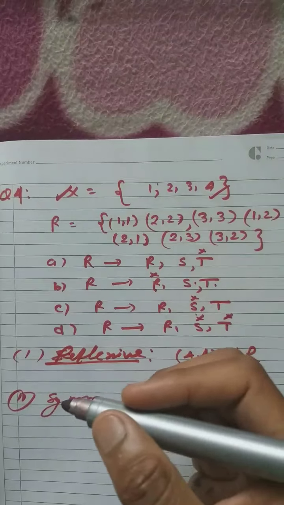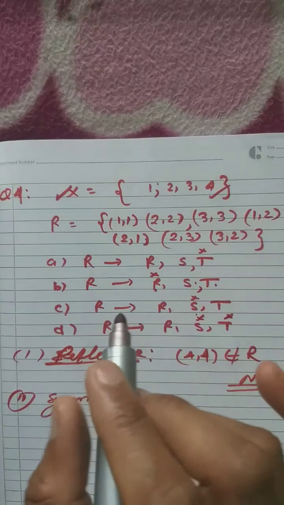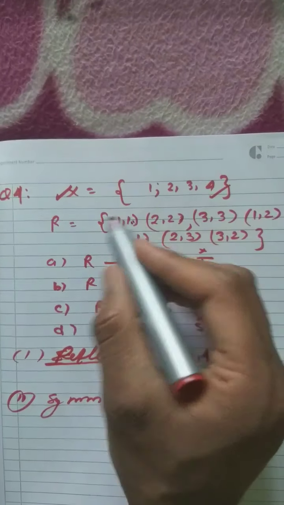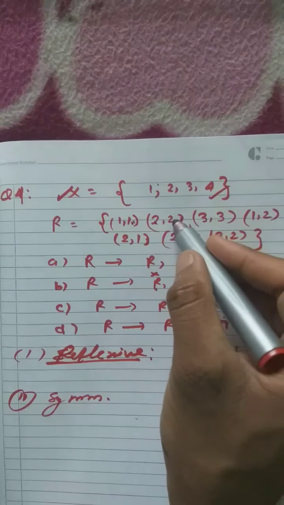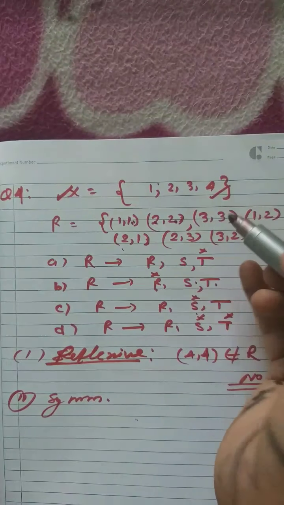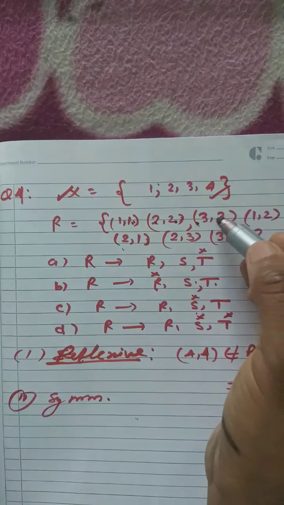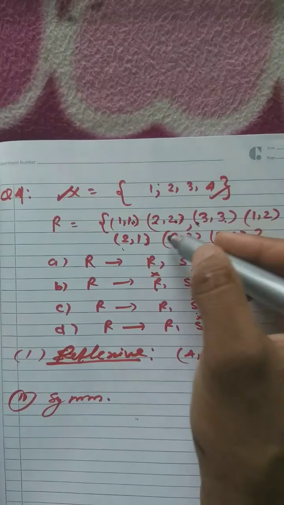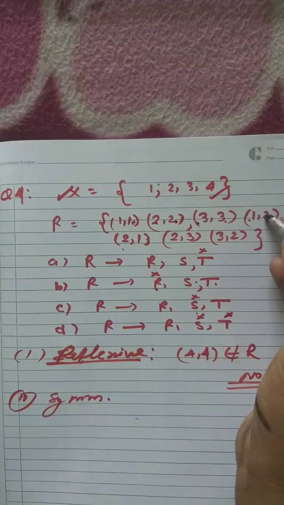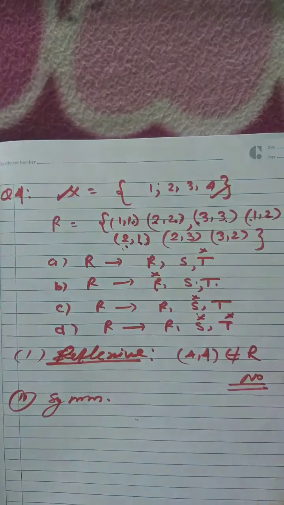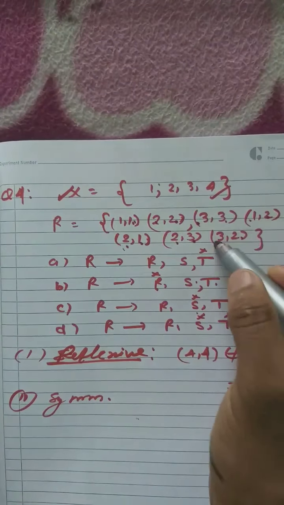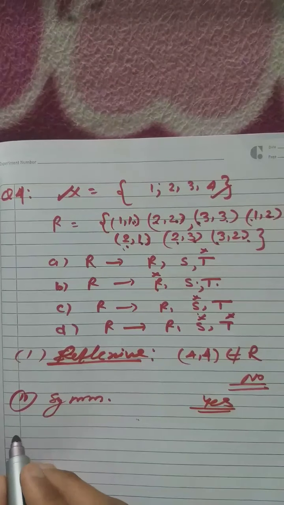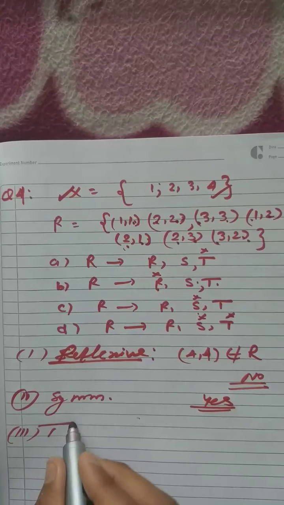The condition for symmetric is: if (a,b) belongs to R, then (b,a) must belong to R. (1,1) belongs to R, its (b,a) (1,1) also belongs to R. (2,2) and (3,3) also. (1,2) belongs to R, then (2,1) also belongs to R. (2,3) belongs to R, then (3,2) also belongs to R. So it is symmetric. Now come to the third one, transitive.